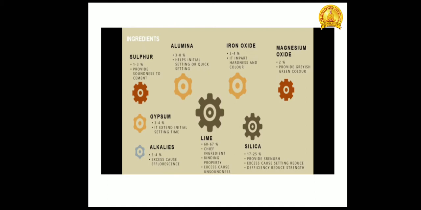And next we have alkalis. Alkalis are normally 1 to 1.2%. They are very small in composition, and excess can cause efflorescence.